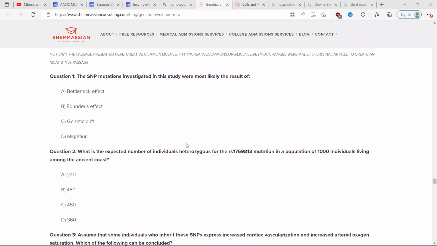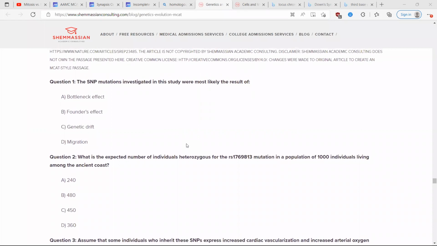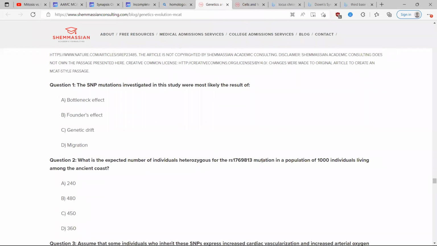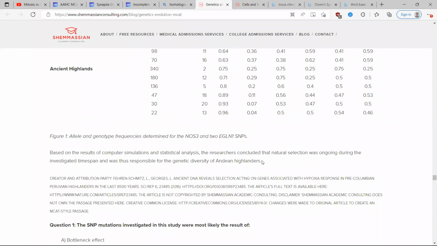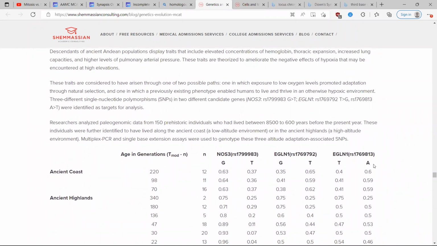What is the expected number of individuals heterozygous for the RS1 813 mutation in the population of 1,000 individuals living? Okay, so this is a Hardy-Weinberg. When you see expected number of individuals heterozygous, this is Hardy-Weinberg. So now what we need to do is go back to this mutation, right? And we have to see what it looks like. 813. Here's the 813.